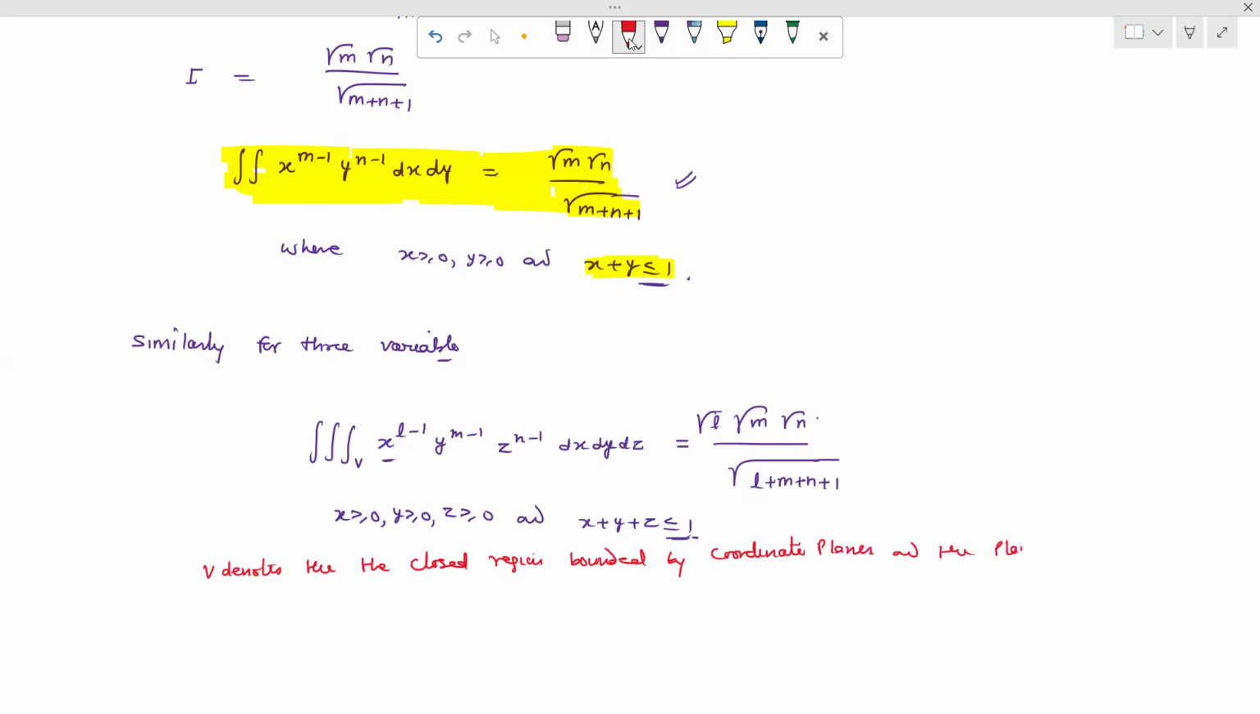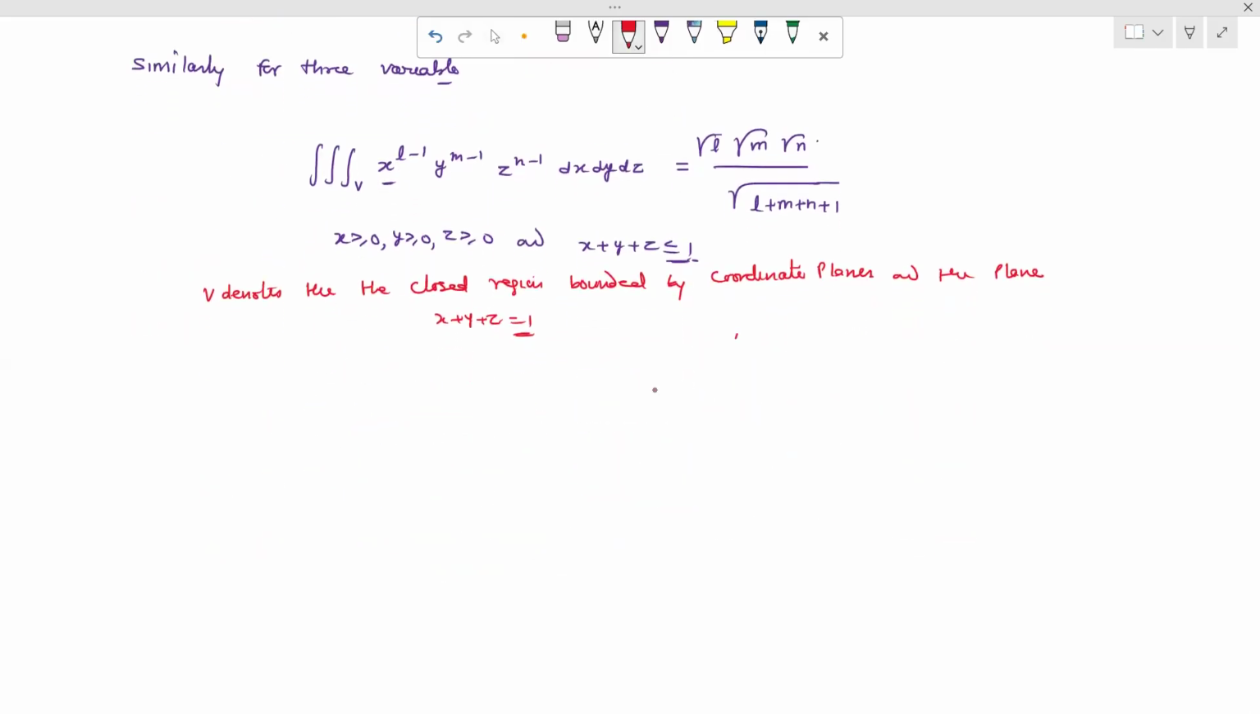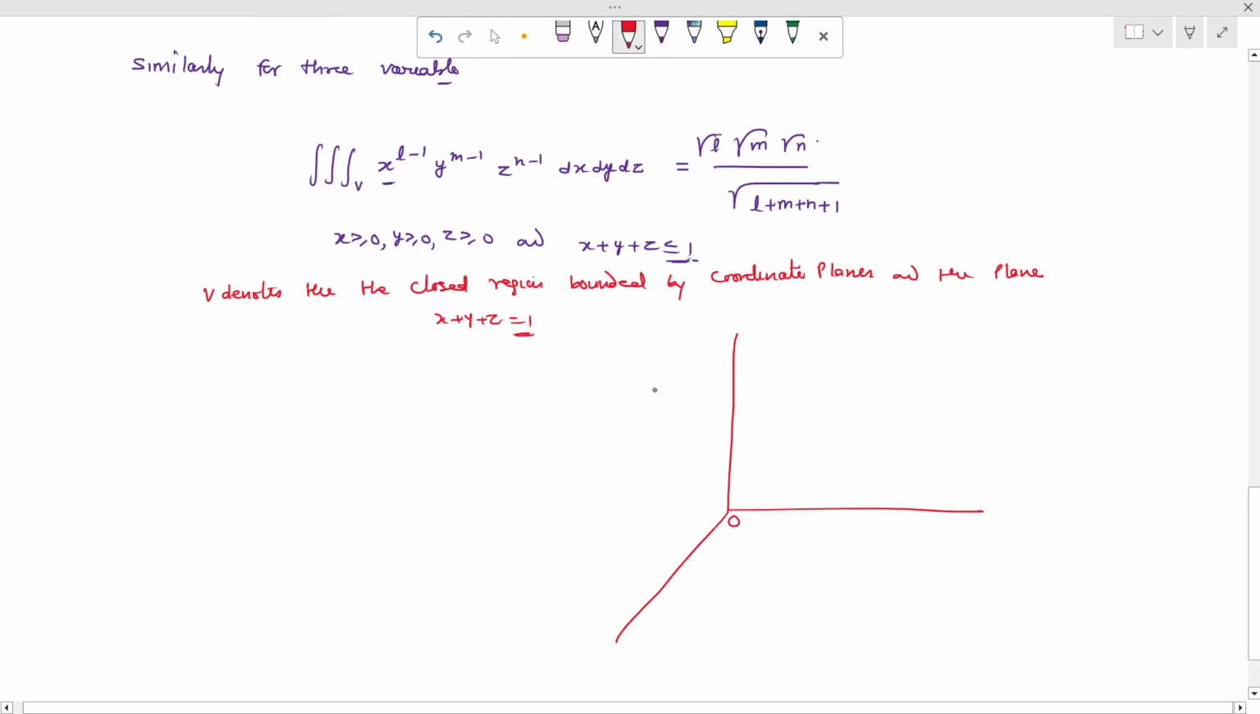And the plane x plus y plus z is equal to 1. So basically you can draw the graph. This is for three-dimensional. We are calculating the volume. Here we have the origin. We have the x-axis, this y-axis, and z-axis. All axes are mutually perpendicular to each other.